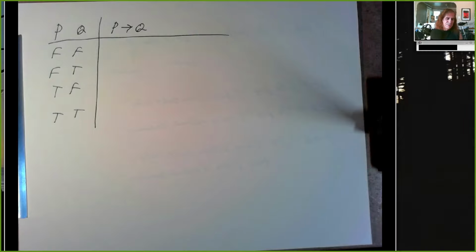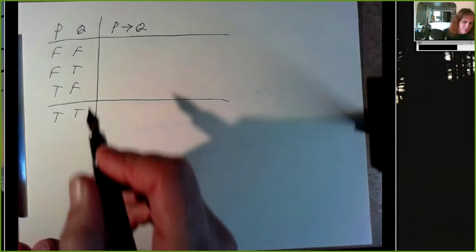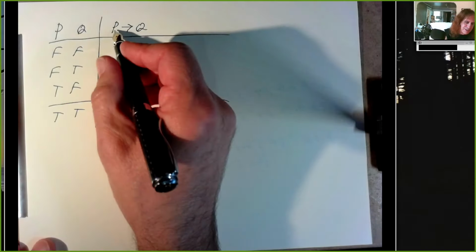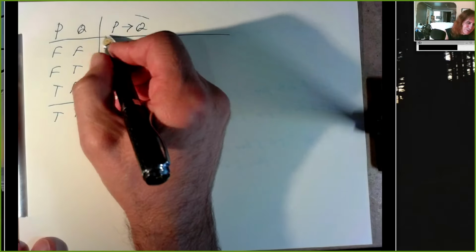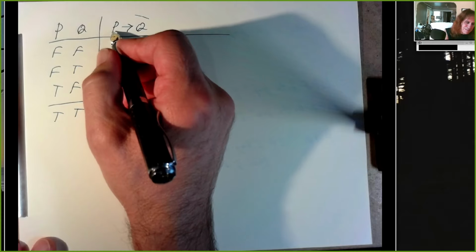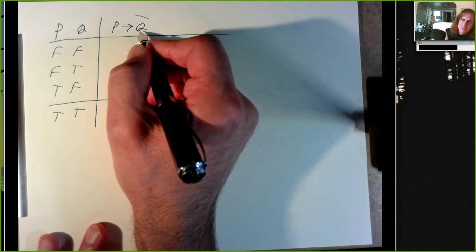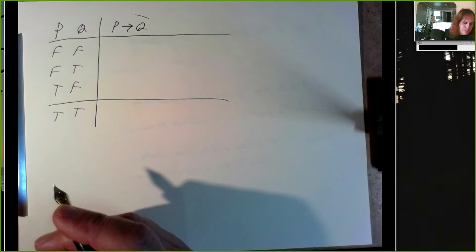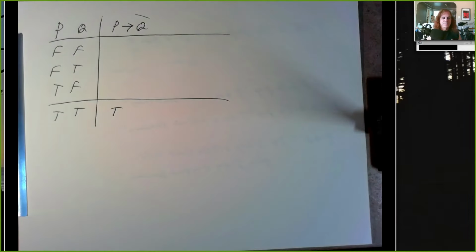First of all, suppose that P is true and Q is true. So my name is Nick, 1 plus 1 equals 2. And this says if my name is Nick, then 1 plus 1 equals 2. Well, for this to be true, any time that my name is Nick, 1 plus 1 must equal 2. Okay, well my name is Nick, and guess what? 1 plus 1 does equal 2. So this conditional statement is true in that case.